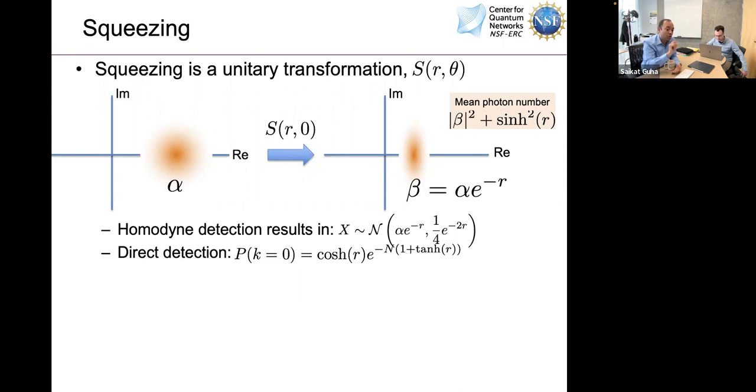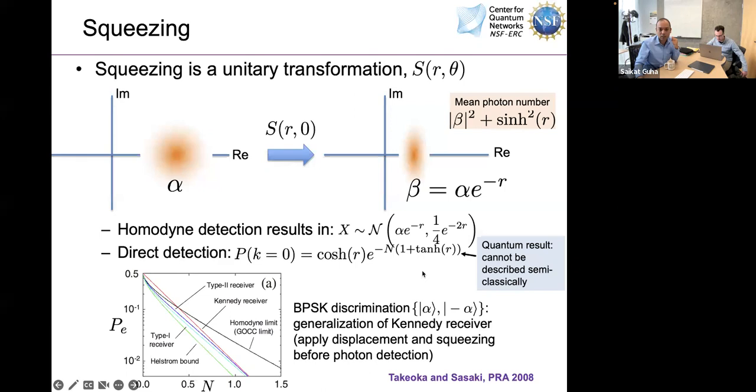But if you just ask the question, what is the probability that I will not get a click? Instead of that being e to the minus n, it gets a more complicated formula. And this formula reduces to e to the minus n when r equals 0. And this result is a quantum result. I cannot even describe this to you using Poisson shot noise or the semi-classical theory of photodetection. But I can use that as a toolbox.